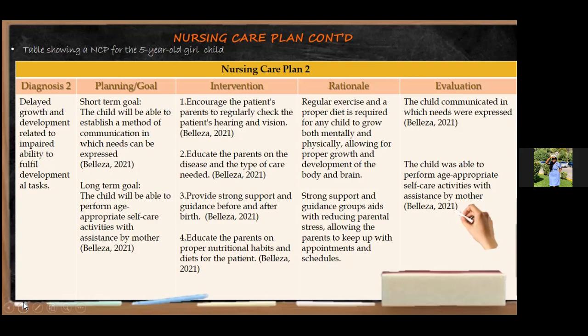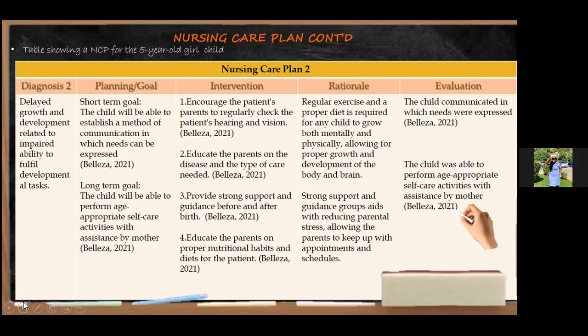Intervention 1, encourage the patient's parents to regularly check the patient's hearing and vision. Intervention 2 would be to educate the parents on the disease and the type of care needed. Intervention 3 would be to provide strong support and guidance before and after birth. Intervention 4 would be to educate the parents on proper nutritional habits and diets for the patient.